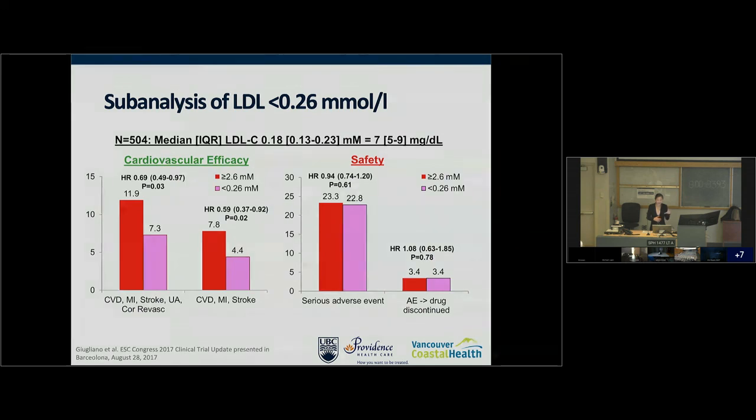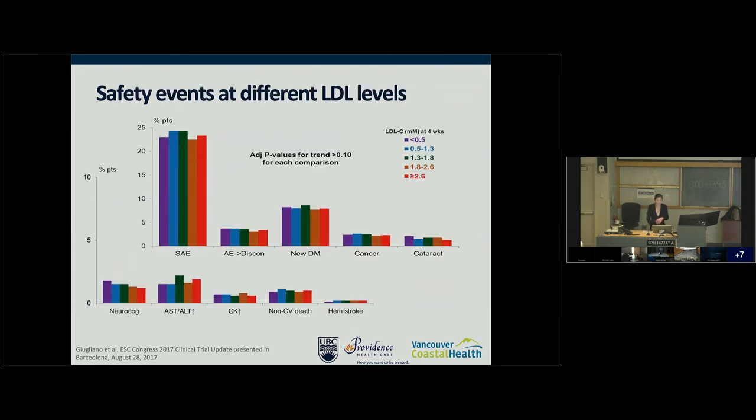And for cardiovascular efficacy, it was there. It definitely decreased the primary endpoint and the key secondary endpoint. But if you look at safety, there really wasn't a difference in terms of adverse effects between the patients whose LDL was really, really low, less than 0.26, and those with higher LDL. Goes to show that this is probably safe.